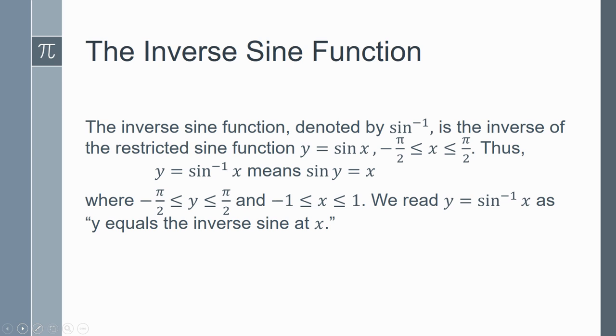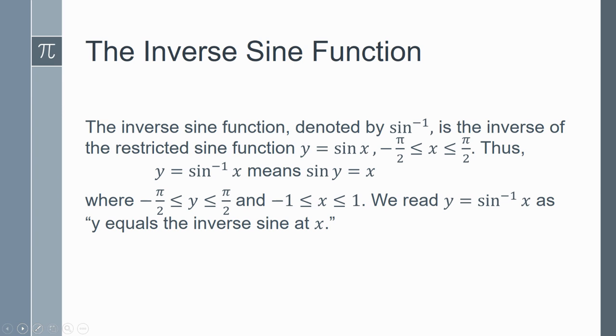Okay, so here's that formal definition using those pictures. So it says the inverse sine function, which we always write as sine to the negative first power, is the inverse of the restricted sine function y equals sine of x, where negative pi over 2 is less than or equal to x, which is less than or equal to pi over 2.